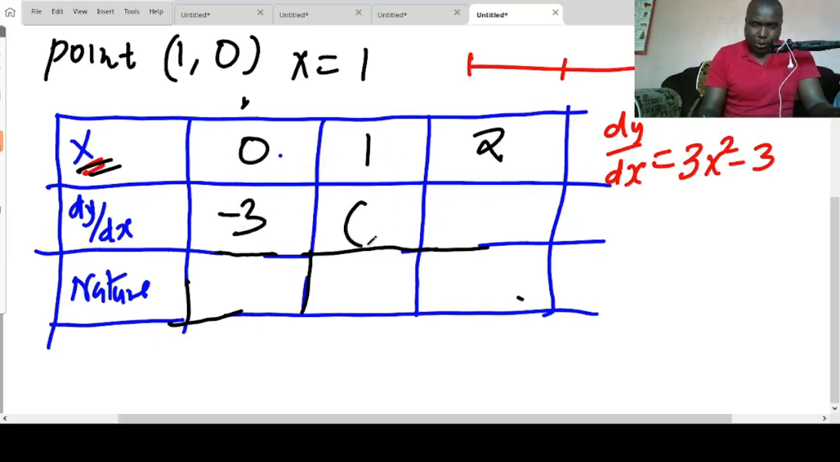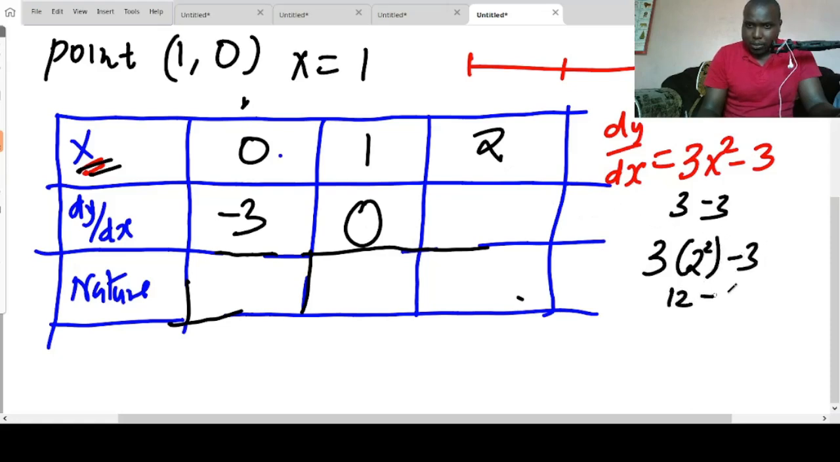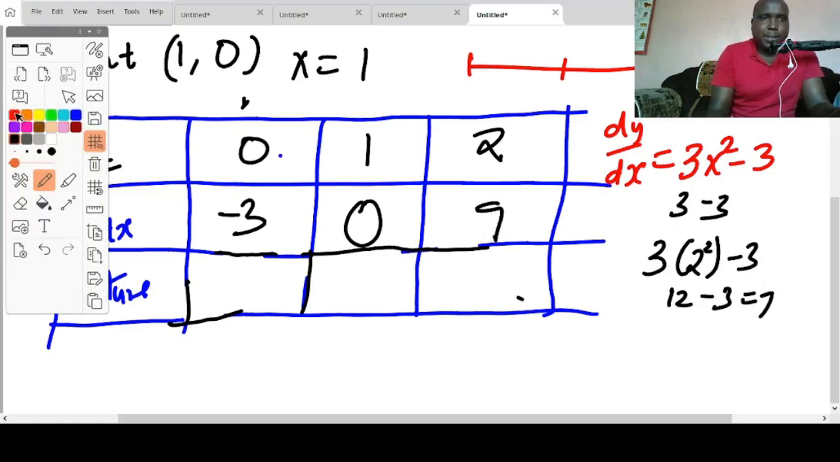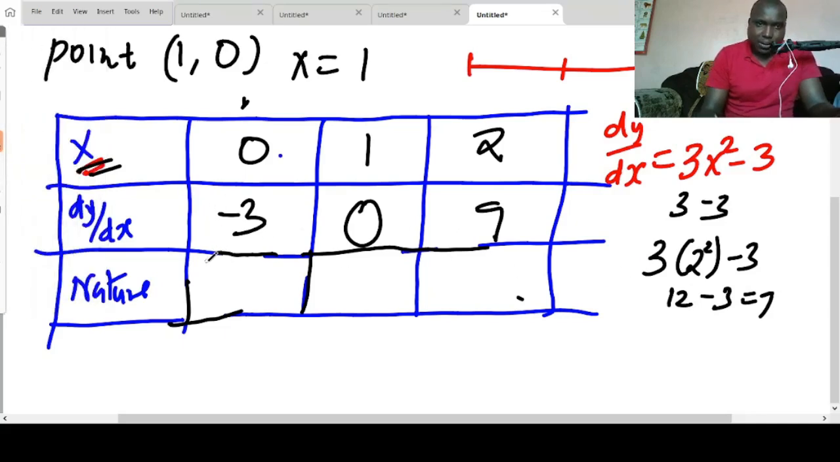At the middle, the answer will always be 0. dy over dx, if you put here 1, it will be 3 minus 3, the answer is 0. Next, when x is 2, it will be 3 into 2 squared minus 3. It will be 12 minus 3, and the answer is 9. This is 9. So the nature will be, if you look, this is negative, so negative means decreasing to 0, then positive means increasing.